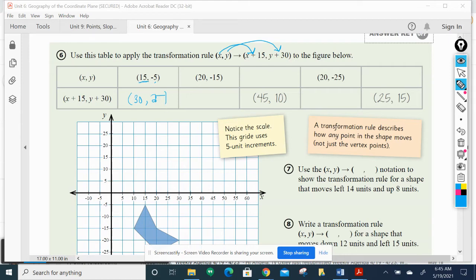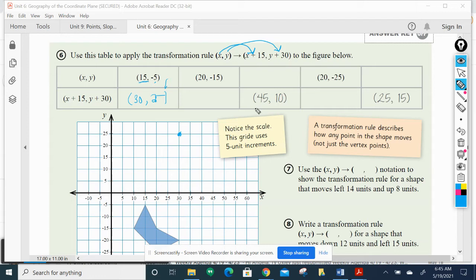Got a funny spot on my screen here, Rylan, where it won't let me write. So this answer right here should be 25. Now I'm going to go ahead and plot that point over 30 up 25. That's telling me where my new point will be. So I'm just going to apply that rule to every one of these points.